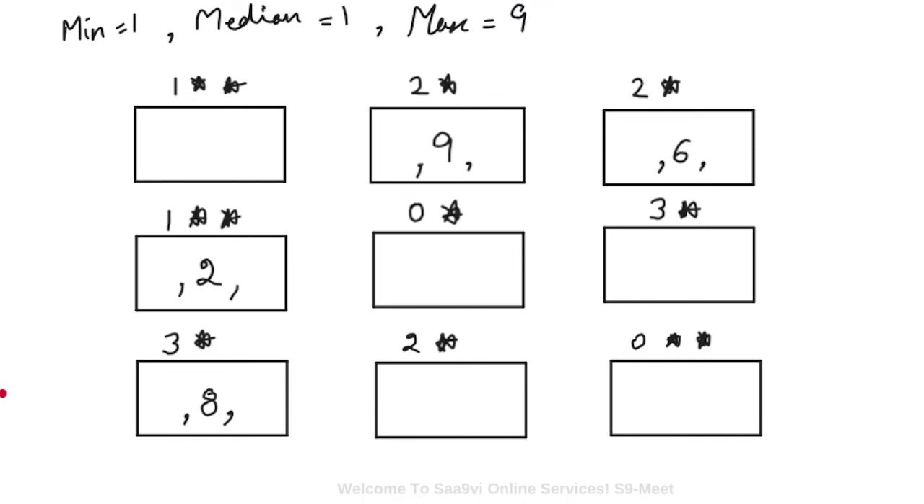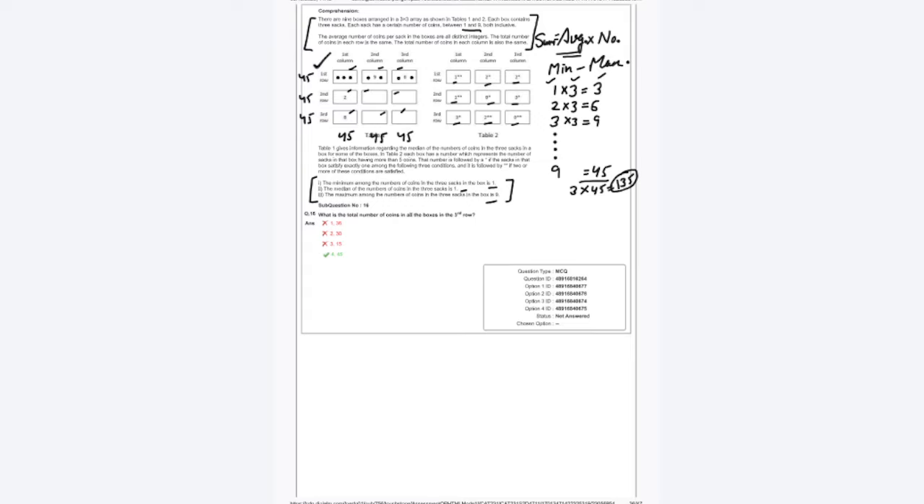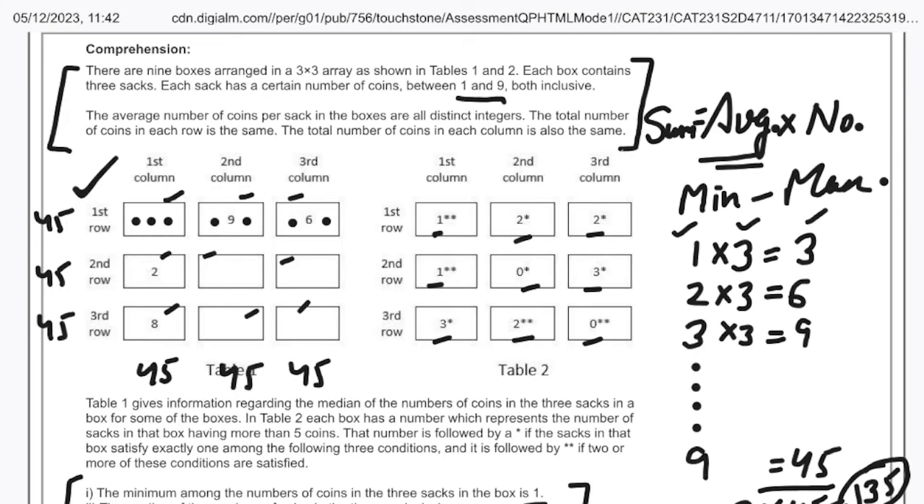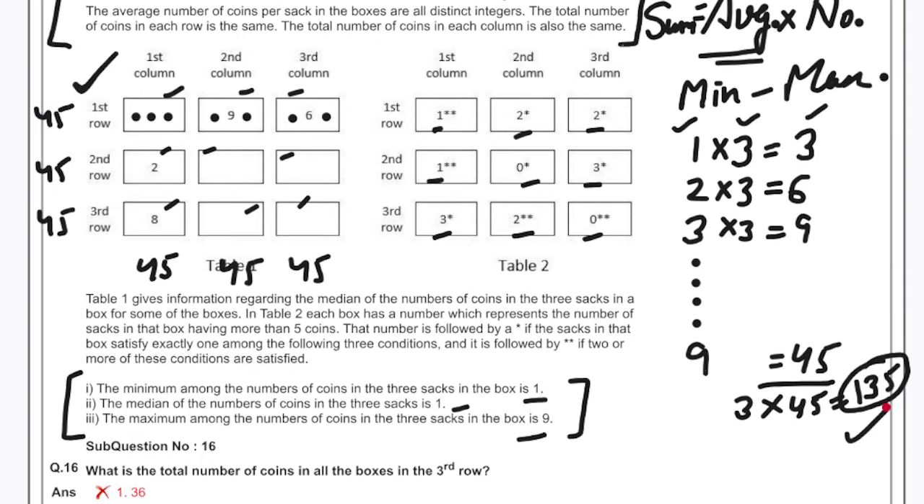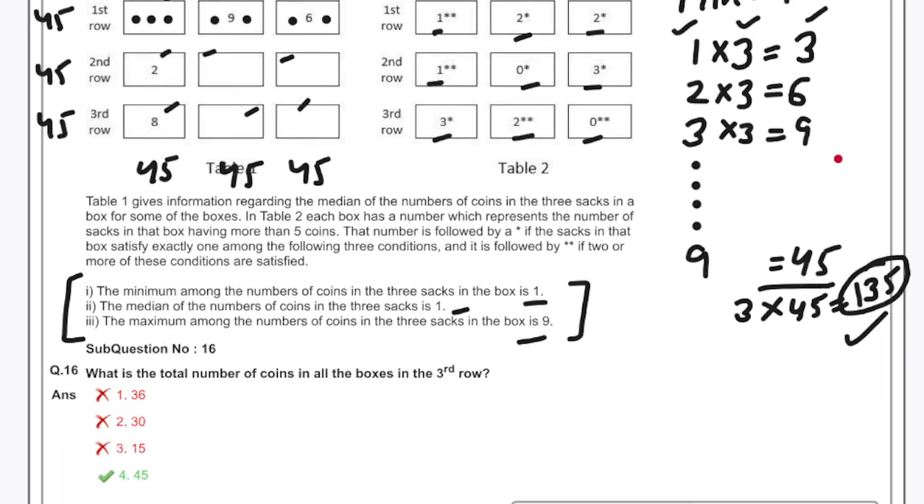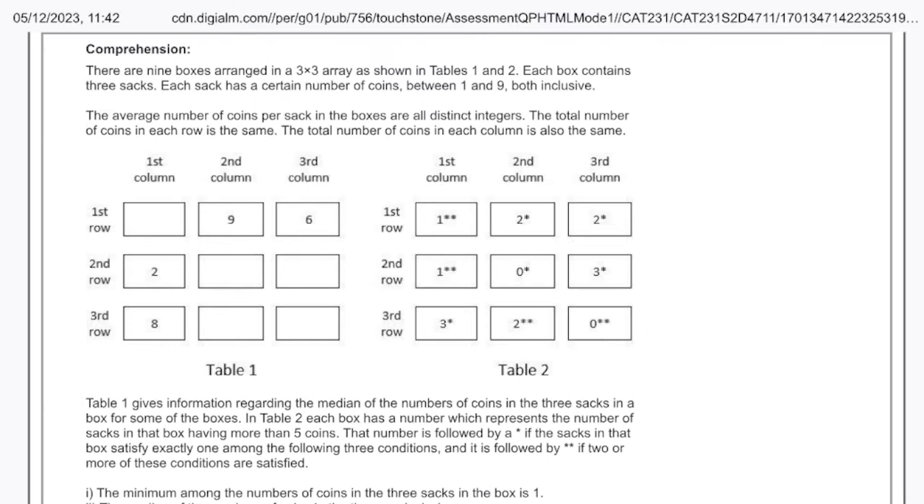The first question which we have says, what is the total number of coins in the boxes in the third row? Now that is an answer we already have without drawing anything, because we know total 135 coins we had, as we discussed here. And in each row we're going to have 45, 45, 45. In each column we have 45 each. That way the answer to this question is very simple. What is the total number of coins in all the boxes in the third row? That is going to be 45. Quite easy, quite straightforward question. No need to do the table also.